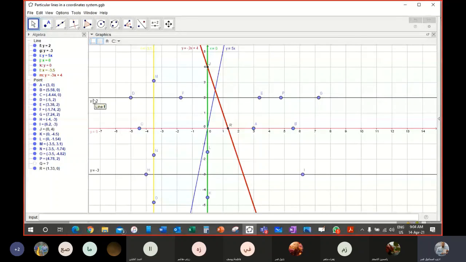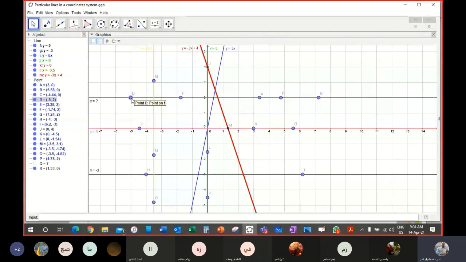For example, the line y equals 2 is parallel to x prime x, and it is of the form y equals b, where b is a real number. Here b is 2. And all the points on this line, as you can see here, D, F, E, P, G, all have an ordinate equal to 2.